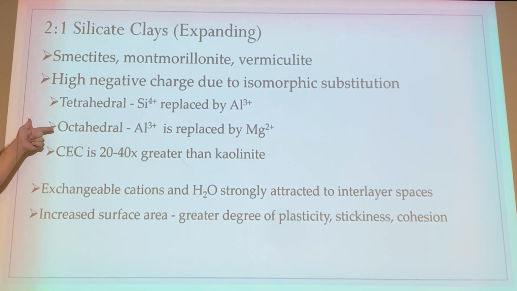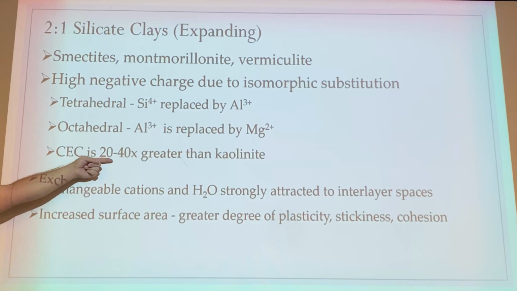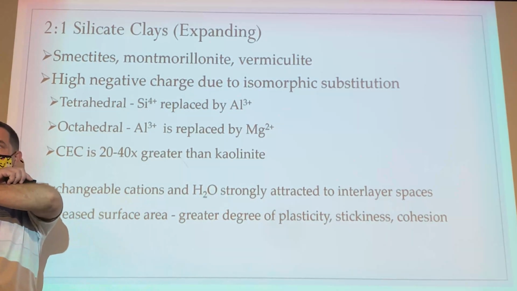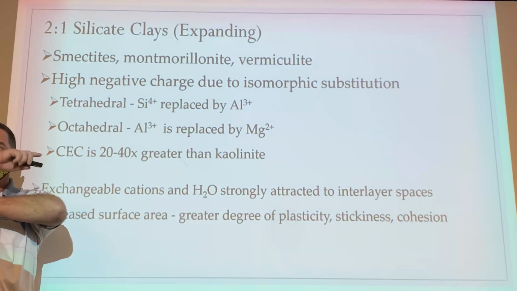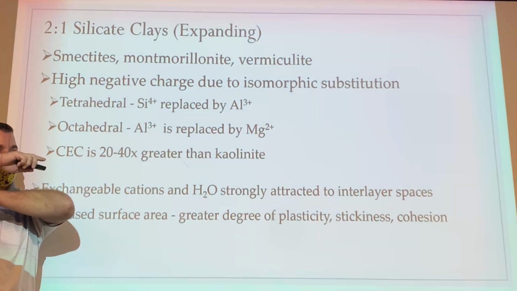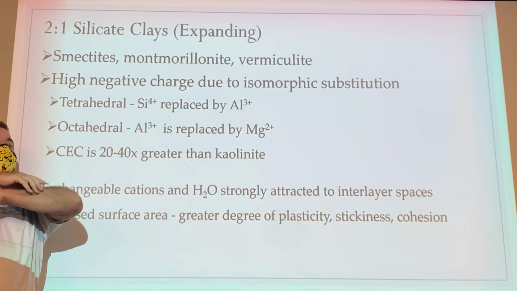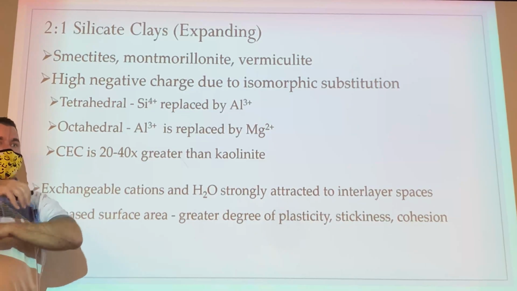In the octahedral, we'll get aluminum and magnesium to exchange. And when we see that we have a high CEC, we're going to think 2-to-1 expanding clays, so smectite or vermiculites. And this happens because we can get some water that moves in between those two sandwiches. So if this was a 2-to-1, looks like a sandwich, some water can move in there and expand a little bit, kind of like a swell.